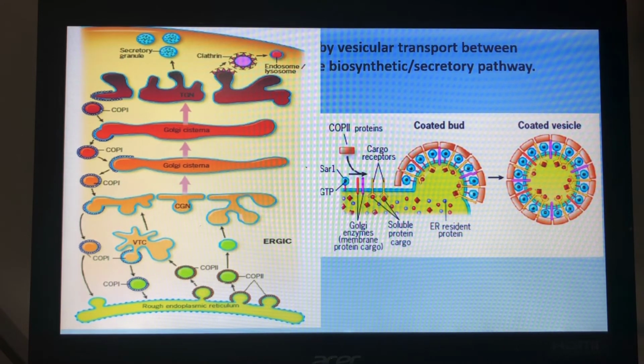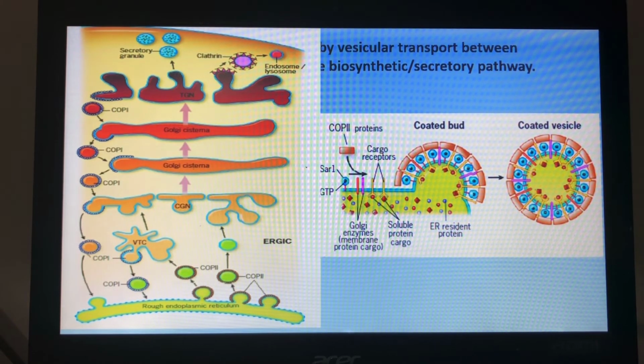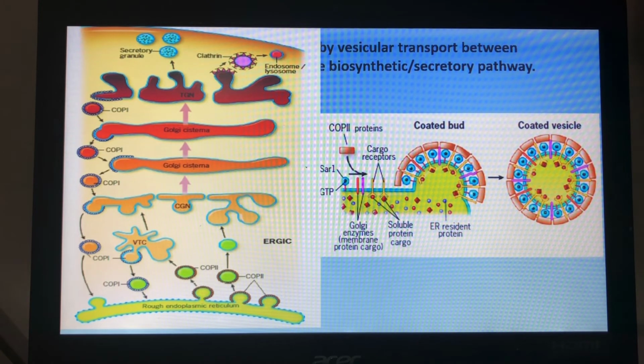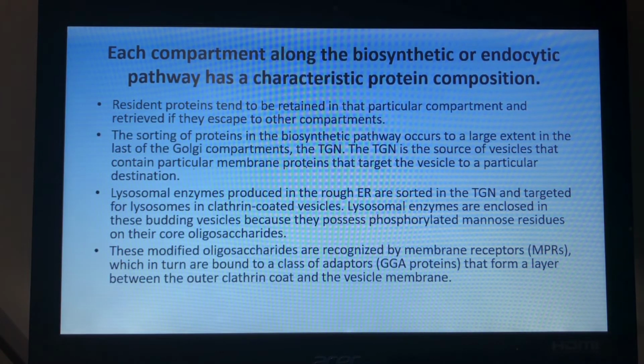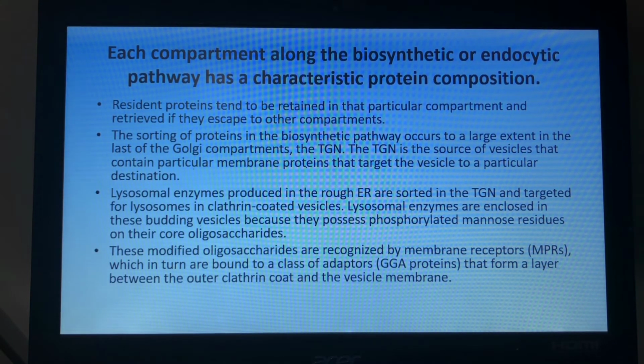Endoplasmic reticulum resident proteins are generally excluded from the coated vesicle. So those that do happen to become included in a coated vesicle are returned to the ER. Each compartment along the biosynthetic or endocytic pathway has characteristic protein compositions. So resident proteins tend to be retained in the particular compartments and retrieved if they escape to other compartments.